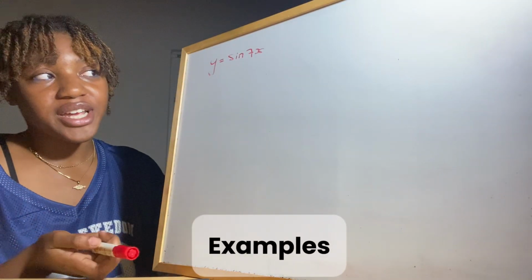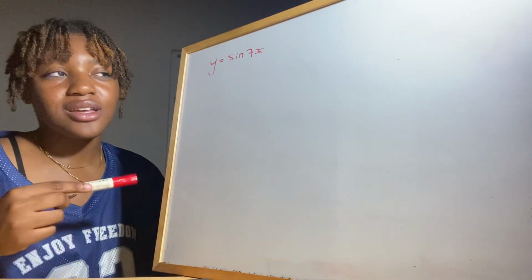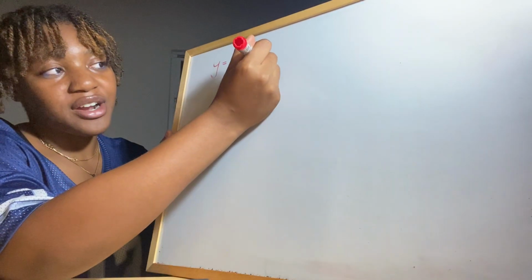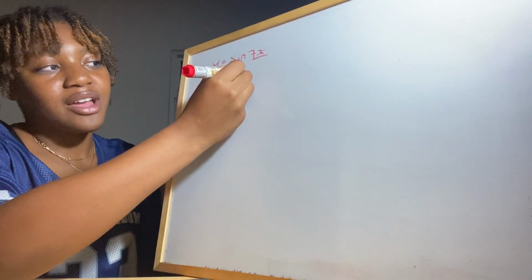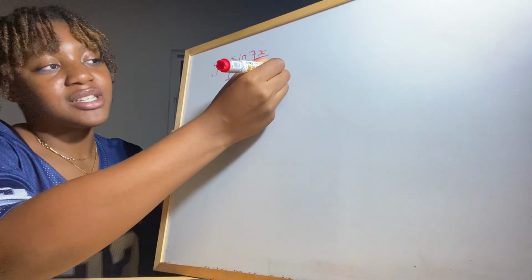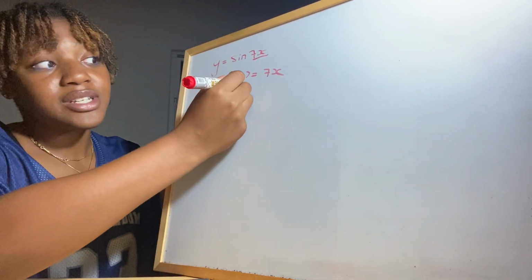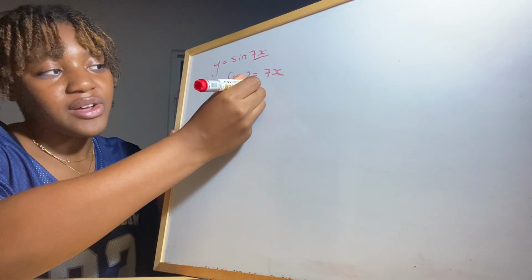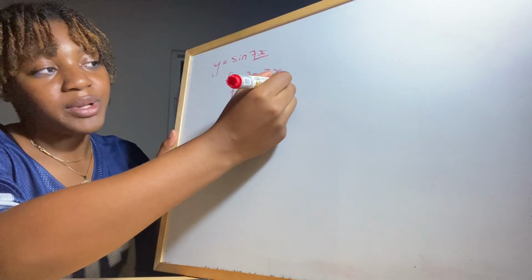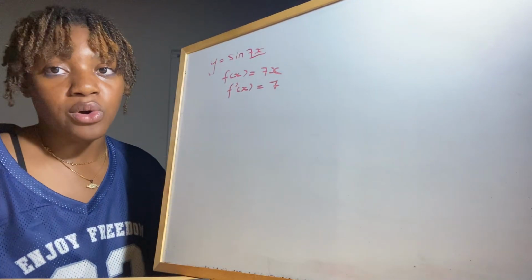So we want to differentiate y equals sine 7x. So this right here, we're going to make this our f of x. So f of x is equal to 7x. We're going to differentiate the f of x. So f prime of x would be equal to 7 using the power rule.